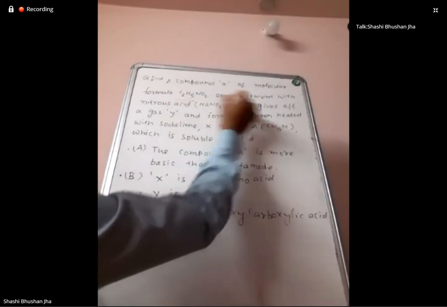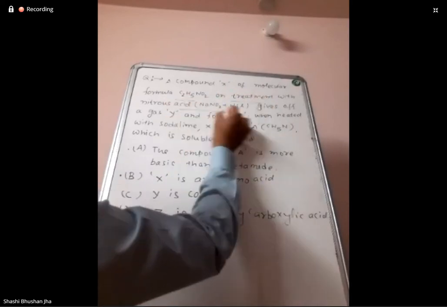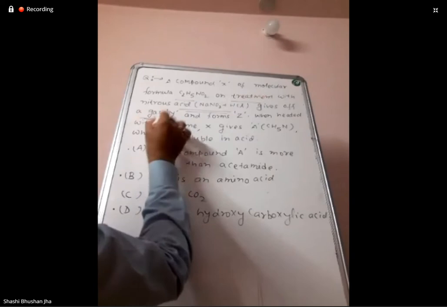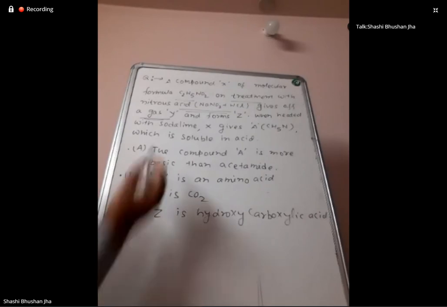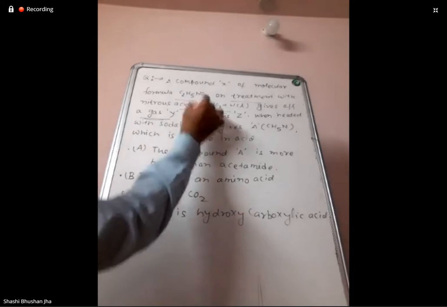See, we are getting some clue from here that this compound on treatment with nitrous acid gives off a gas Y. You know, the reaction with nitrous acid, NaNO2 HCl, that is basically given by amines, and if it is primary amine, then it will undergo diazotization, and from there you will get nitrogen gas. So from this information, we are able to understand that this may be primary amine.